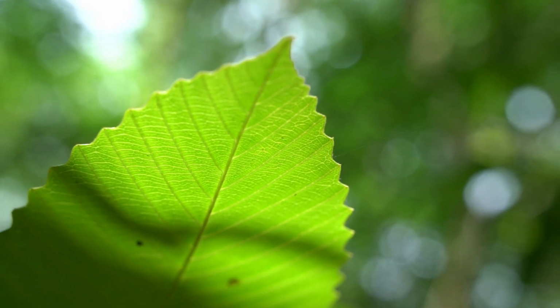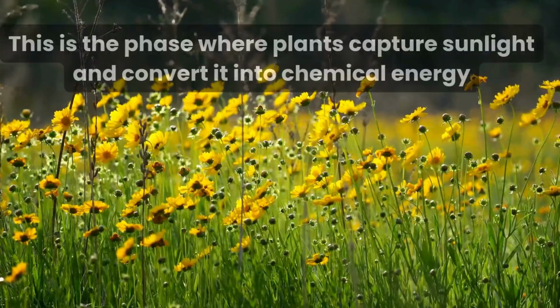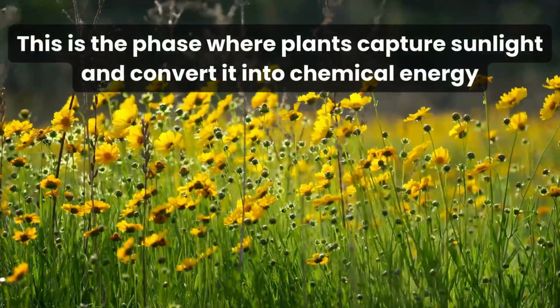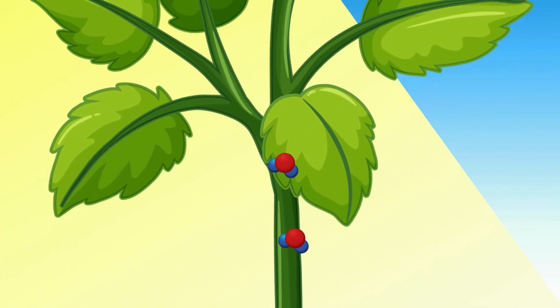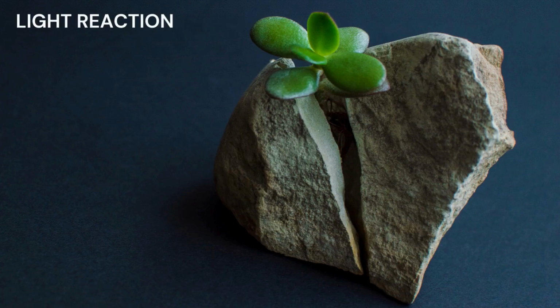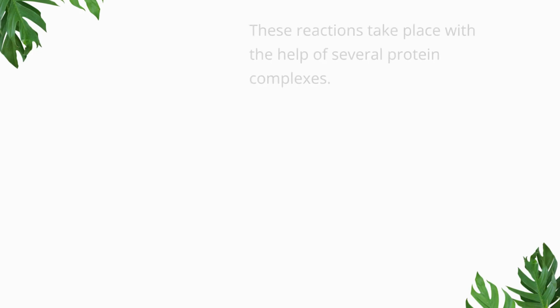Photosynthesis begins with a powerful first step, the light-dependent reactions. This is the phase where plants capture sunlight and convert it into chemical energy, setting the stage for the entire process of food production in green plants. The light reactions, also called the photochemical phase of photosynthesis, involve the absorption of light, splitting of water, release of oxygen, and the formation of energy-rich molecules like ATP and NADPH.